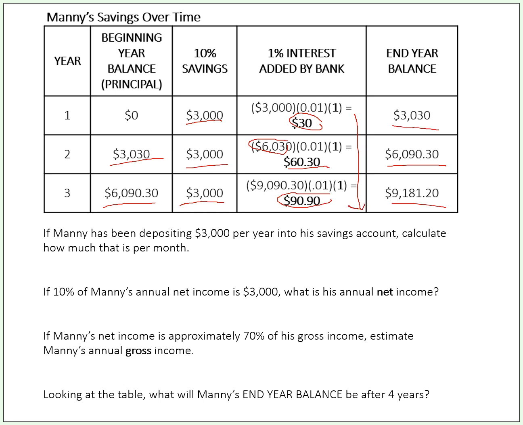So if you can learn to invest in a situation like this, you're going to see some major improvements as time goes. Now there's 4 questions here that I would like for you to just work out. If Manny has been depositing $3,000 per year into his savings account, calculate how much that is per month. You know what? Don't even worry about that. You have plenty of problems in your work packet. So just forget what I just said and don't worry about these 4 extra problems.